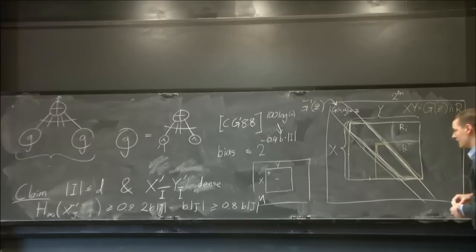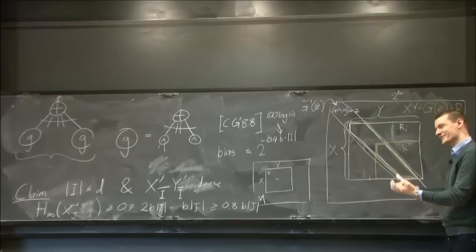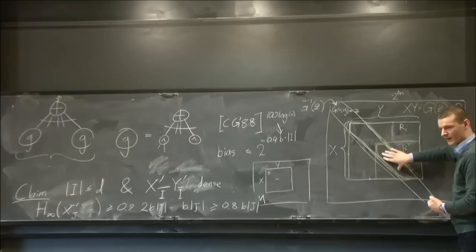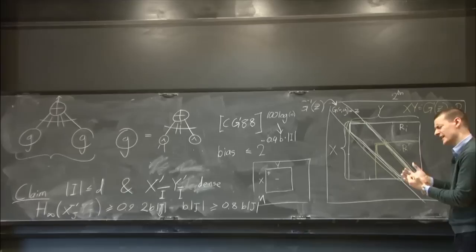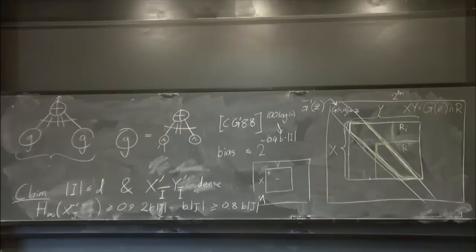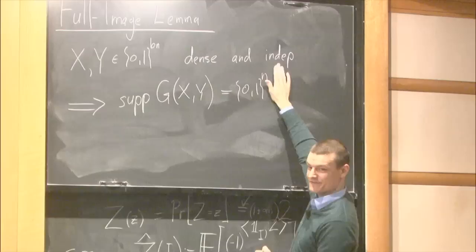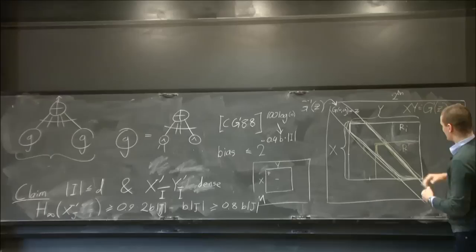So clearly, because these guys were conditioned to output z, after restriction, I'm still outputting z. I'm still specific to z. And the final thing is, well, I define them to be now highly correlated, but at the end, I'm just going to blow them up into a product distribution because I want to apply the full image lemma, which, well, it's important that I apply it for a pair of independent variables. So I define them dependent, but I can just blow it up into a product distribution.